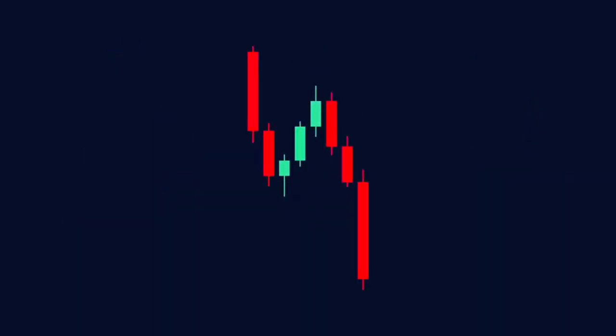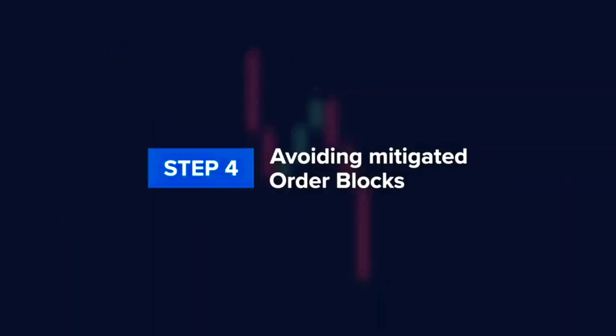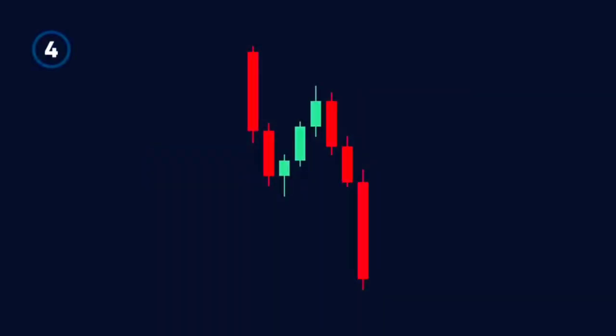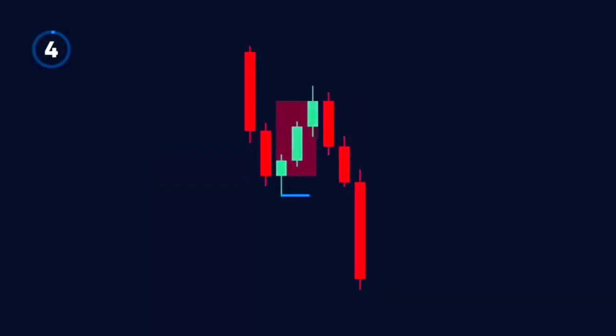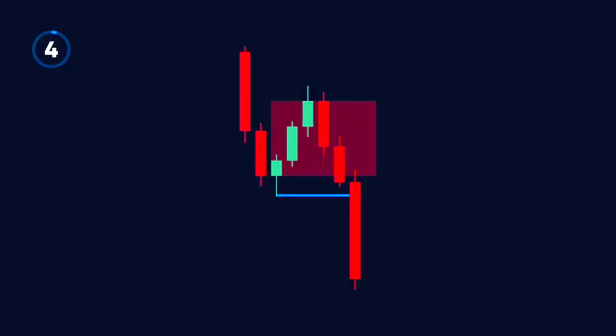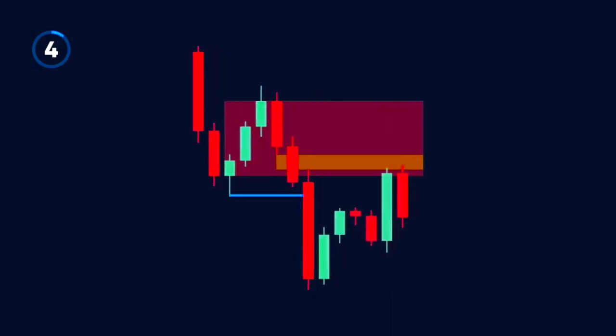Now let's move on to the next step for finding high probability order blocks, which is that you should only use order blocks that are unmitigated. Here we have another example of a chart, and with a little bit of analysis, we can see that there is a valid bearish order block, which is also overlapping with a bearish fair value gap, which means it passes the criteria to be a high probability order block. And then when we move forward in time, as expected, we can see that it did end up being respected as an area of resistance.